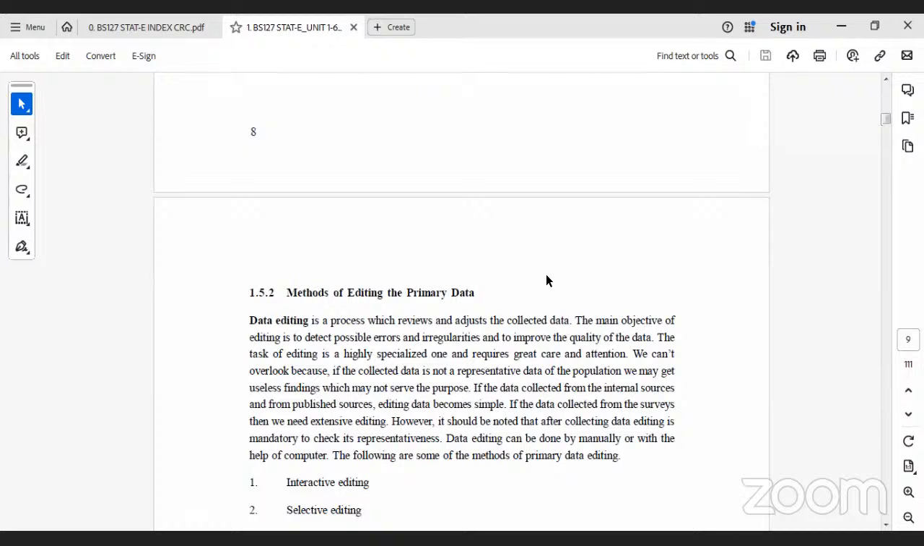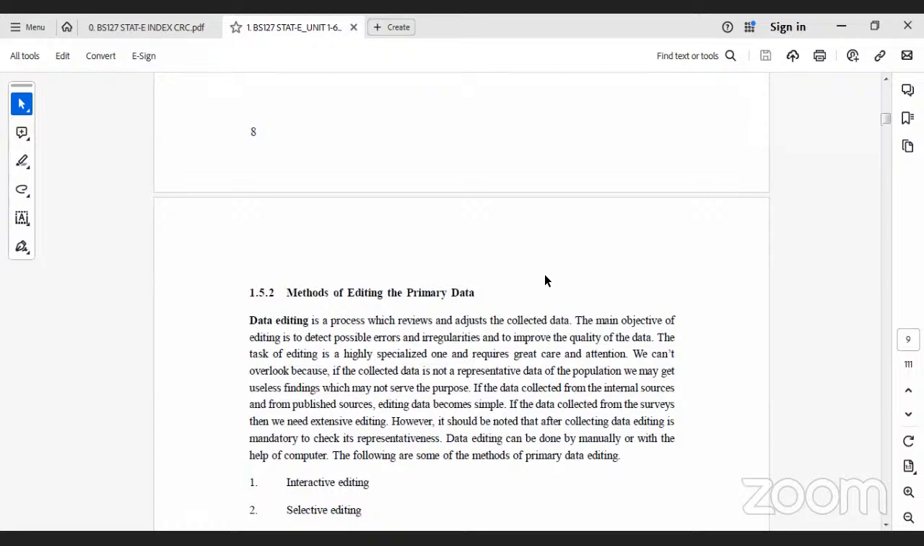If the data is collected from internal sources and from published sources, editing the data becomes simple. If the data is collected from surveys, then we need extensive editing. However, it should be noted that after collection, the data must be checked for representativeness. Data editing can be done manually or with the help of a computer. Data can be edited manually, but with a computer it finishes quickly.